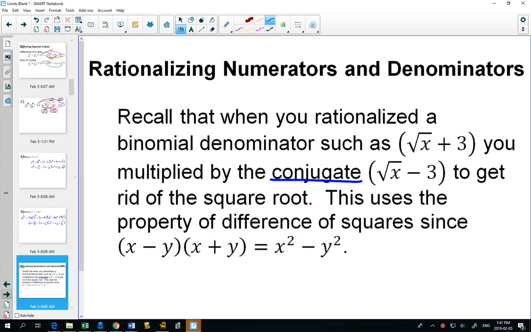And the reason it's there for getting rid of square roots is because if you multiply two conjugates together, x minus y and x plus y, you have a difference of squares. And when you multiply that all out, the middle things always cancel out, and you just get something squared minus something squared. If one of your things was a square root, and you square it, it goes away. And so that's the beauty of multiplying by the conjugate, because you can get rid of square roots.